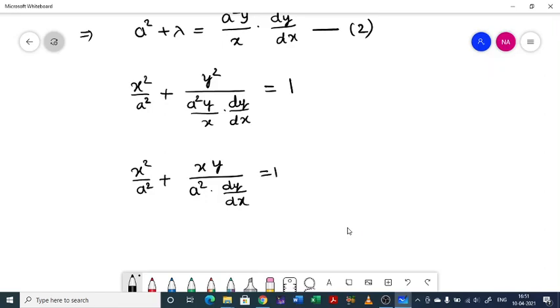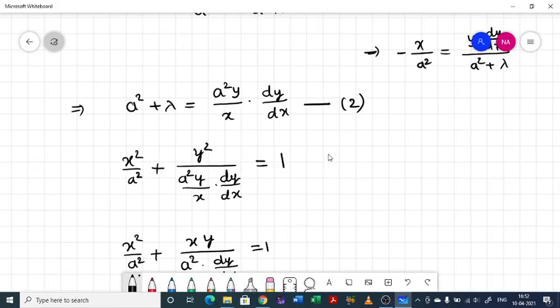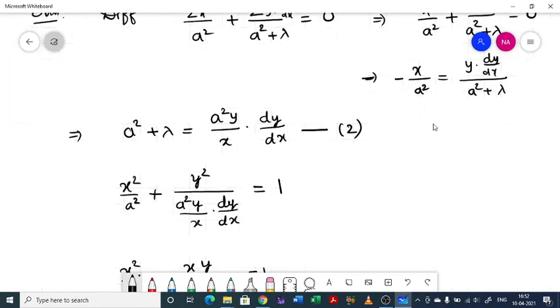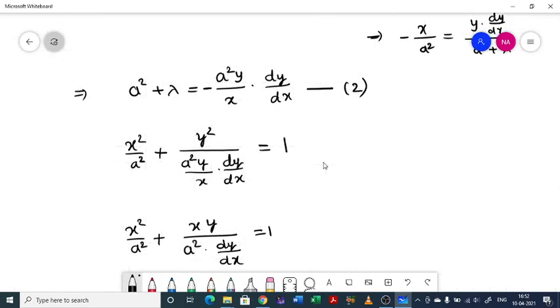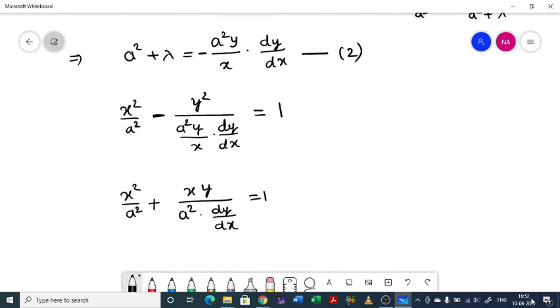So we got from this, taking this to the right hand side, minus sign we have, as here is a minus sign, so it will be then a negative sign. Yes, it is also negative.